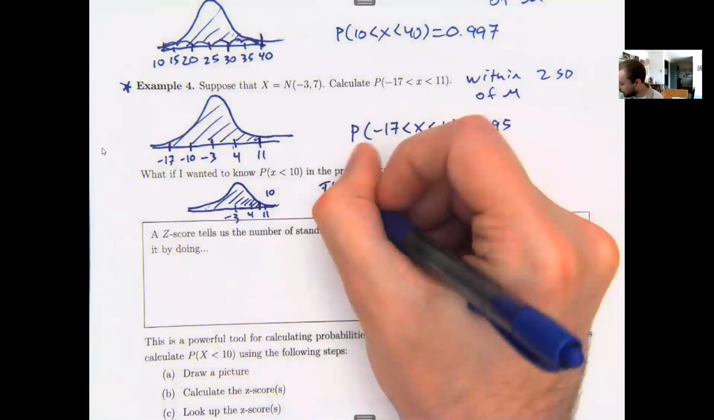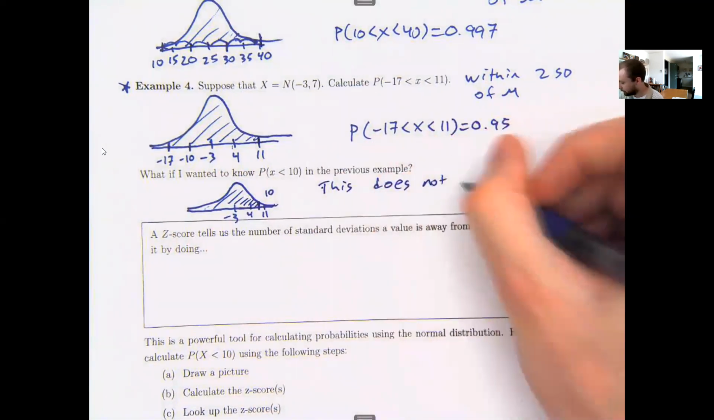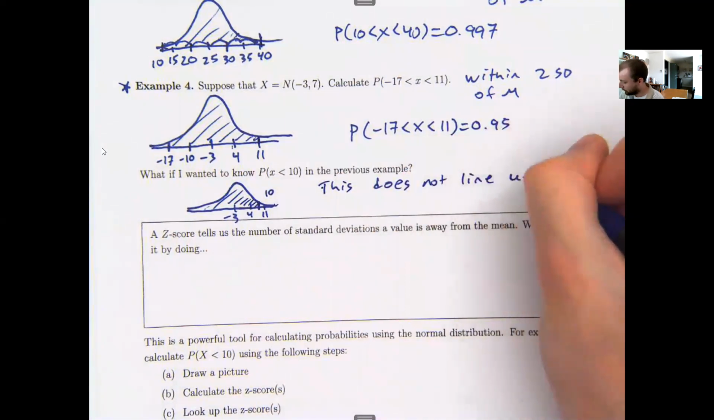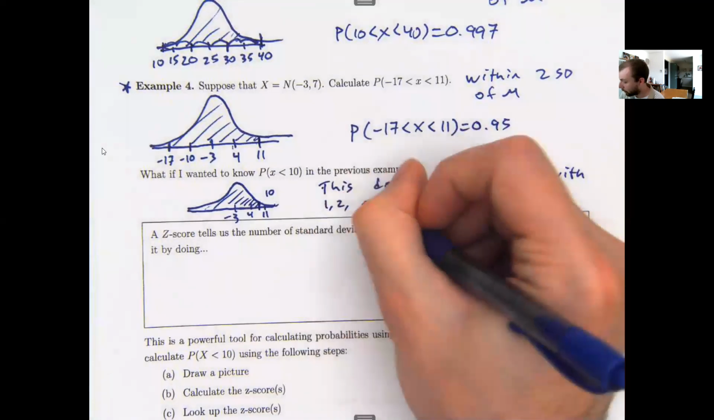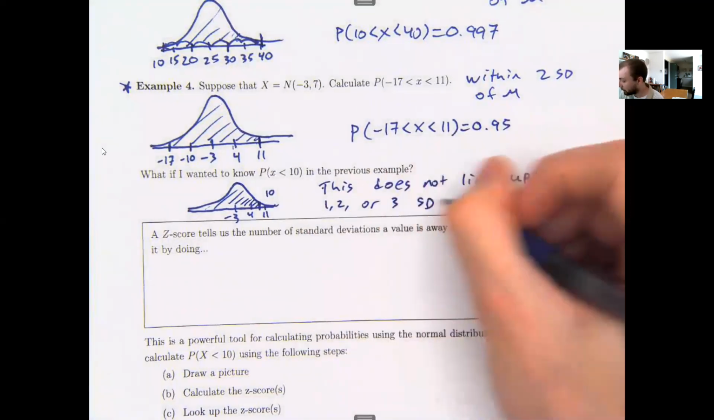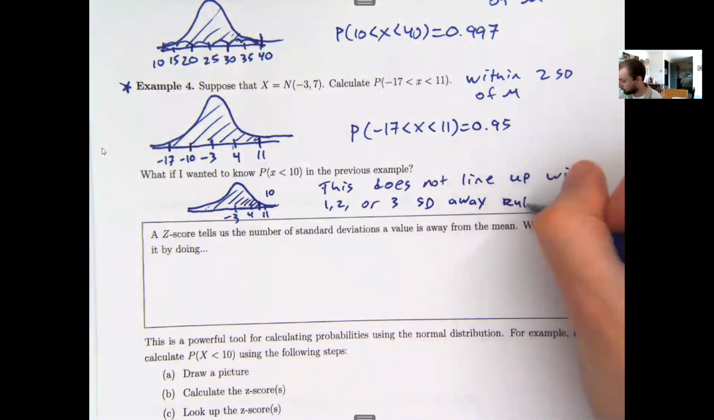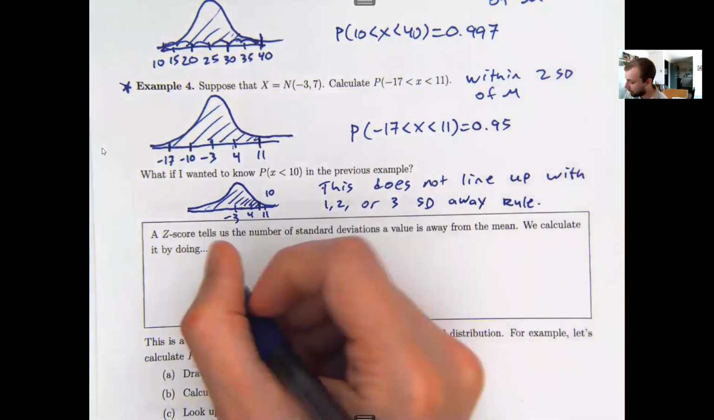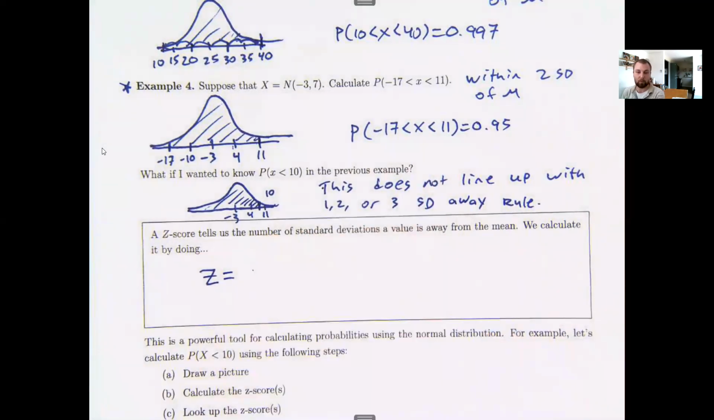This does not line up with that 1, 2, or 3 standard deviation away trick. So let's figure out exactly how many tick marks away it is. Let's calculate the z-score. And the z-score does a really nice job of giving us sort of a relative standing.